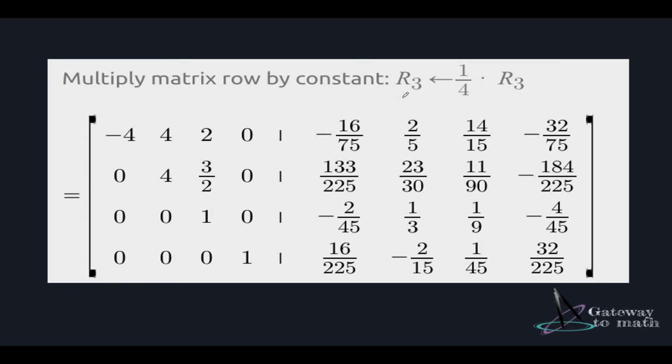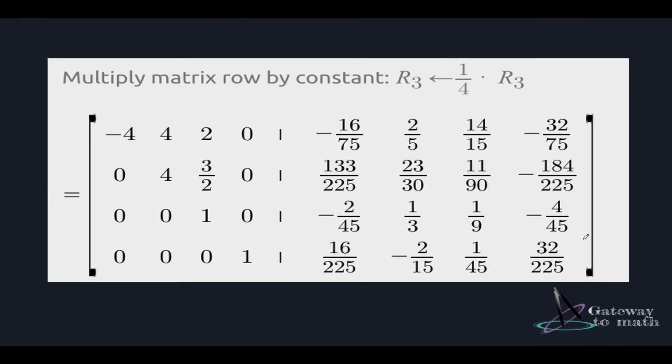Next operation, multiply matrix row by constant. So now we are multiplying row 3 with 1 by 4. So the new values in R3 comprises of 0 0 1 0 on the LHS, minus 2 by 45, 1 by 3, 1 by 9, minus 4 by 45 on the RHS.